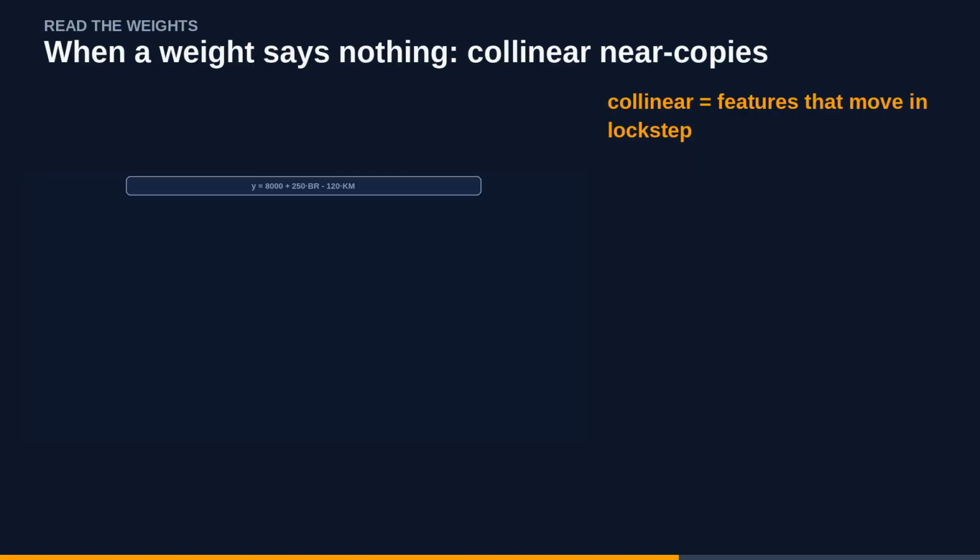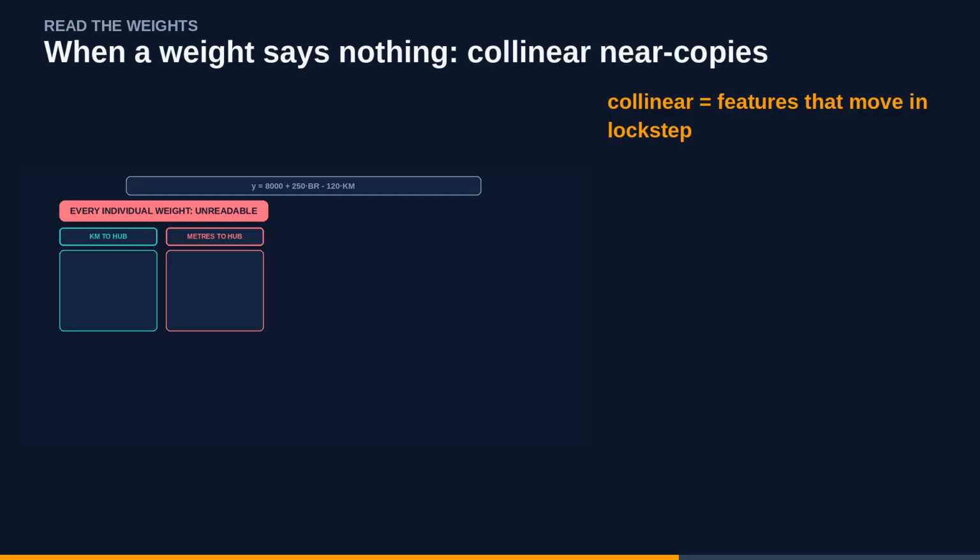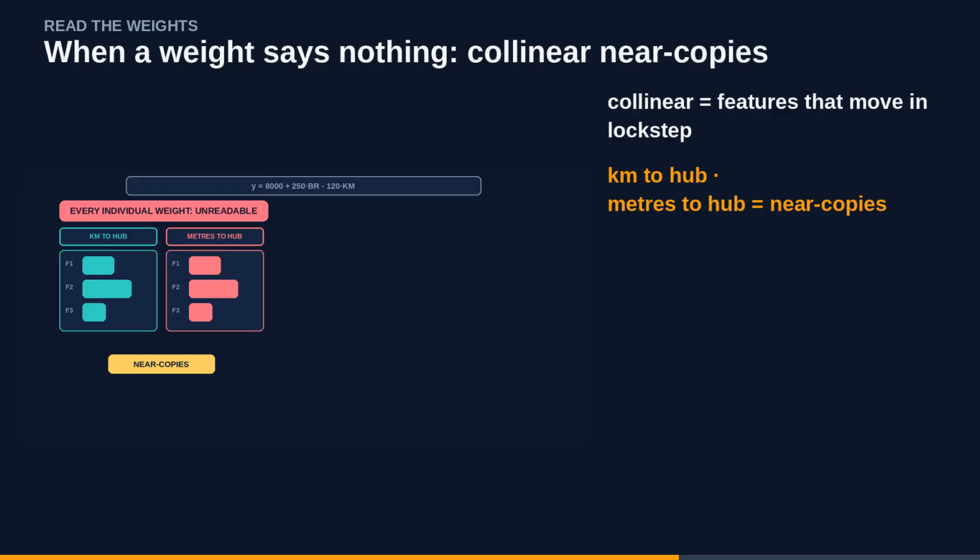One situation makes every individual weight unreadable. Suppose someone adds a helpful-looking column, the same distance to the hub, but measured in meters. Kilometers and meters are near copies. Whenever one rises, the other rises in lockstep. Features that always move together like that are called collinear.